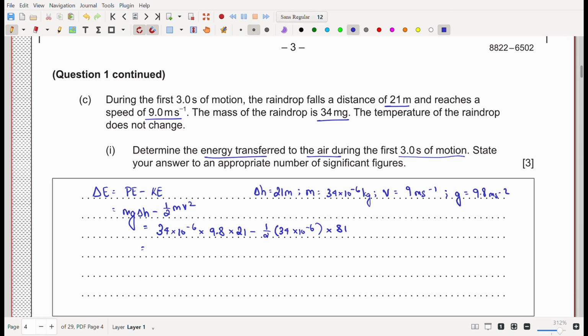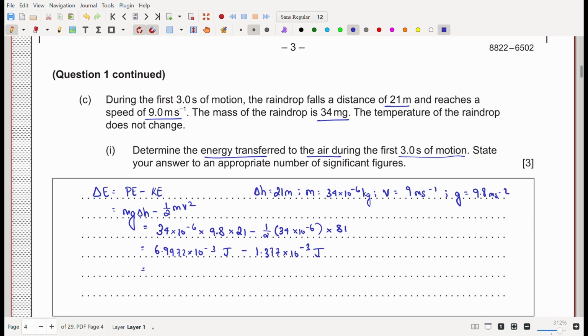Now let's first find our potential energy, which is 34 × 10^-6 × 9.8 × 21. This is going to be 6.9972 × 10^-3 joules. And now let's look for the kinetic energy: 0.5 × 34 × 10^-6 × 81. And this is 1.377 × 10^-3 joules.